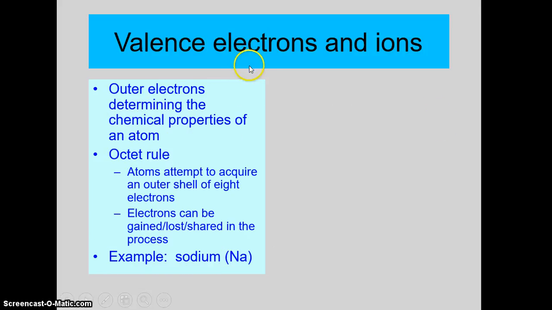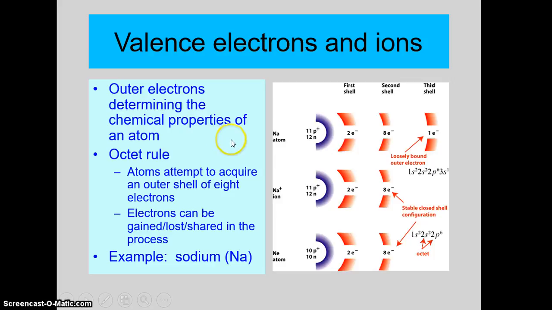So valence electrons. The thing about this, and I did mention this in chapter 8, is that the outer electrons determine the chemical properties of an atom. That's very important to understand. So for example, you take sodium. Sodium has one outer electron in its third shell, as it shows here. It's the 3s1 electron, if you remember your electron configuration. And so what sodium does best is to lose this electron.